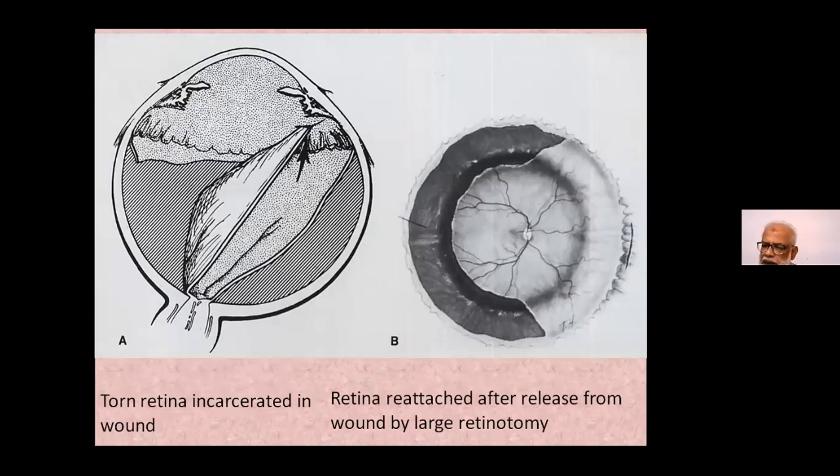Again, this is a giant tear here, secondary to trauma and incarceration of vitreous and retina. And one can also, if the patient gets to you early enough, and there is no intraretinal shortening, actually open this up as well.